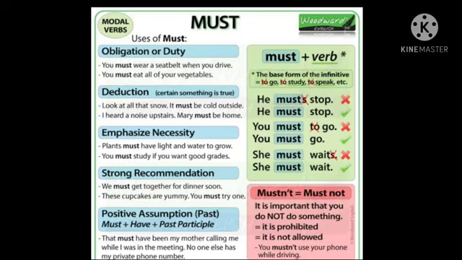The negative form of must is must not or mustn't. It is important that you do not do something. There we are using mustn't. You mustn't use your phone while driving. So it is showing the negative things that we are prohibited to do or we are not allowed to do. There we are using mustn't.